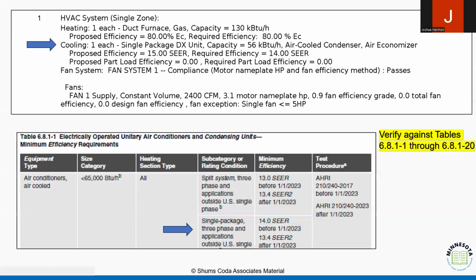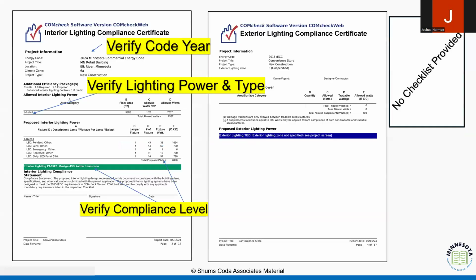Because what we're going to find out is that, while the code is going to be tracking this required efficiency, just because I put down 15 SEER doesn't mean that piece of equipment actually is. I need to verify, look at that equipment schedule to make sure it matches what's being presented.